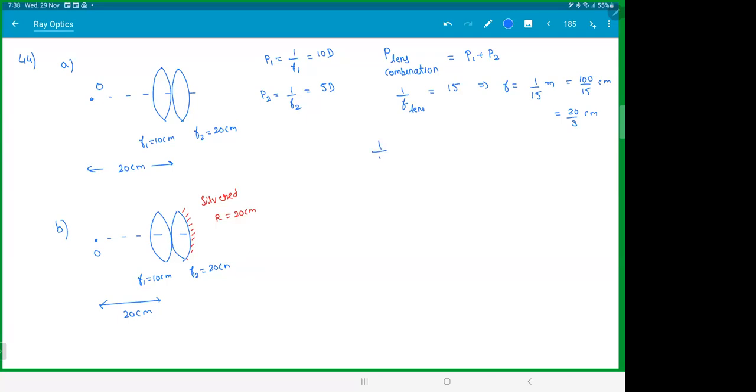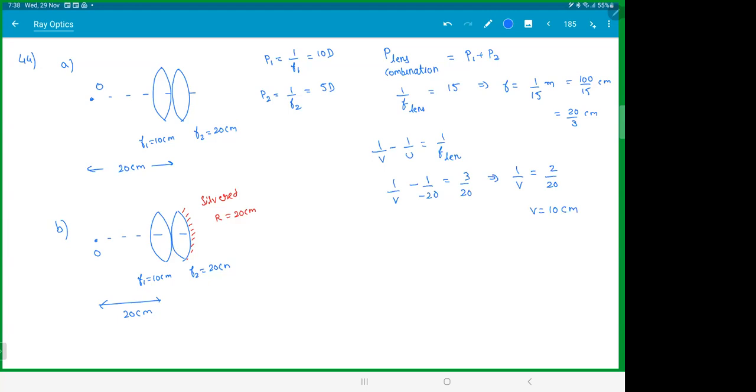Then apply the formula 1 by v minus 1 by u is equal to 1 by f. So 1 by v, 1 by u is minus 20, and this will be 3 by 20. 3 by 20 minus 1 by 20, 2 by 20, v is equal to 10 centimeters. Check. Please check how I did this.